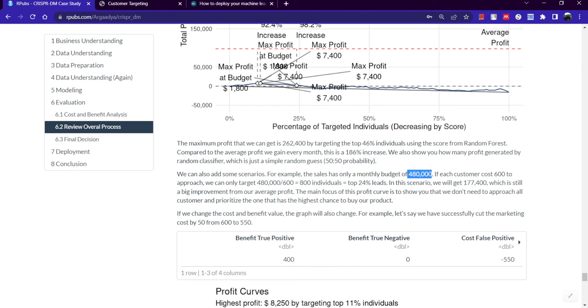And then maybe in light with the budget the company has, we may decide how many individuals we need to approach. Since the cost of approaching each customer is 600, we just divide, and that means we can approach 800 individuals per month, and that means top 24% only. So in this scenario, the company is still going to make a big improvement, 177, while now it just makes about 97 to 100,000, which is still a big improvement, and of course is more than 10%.